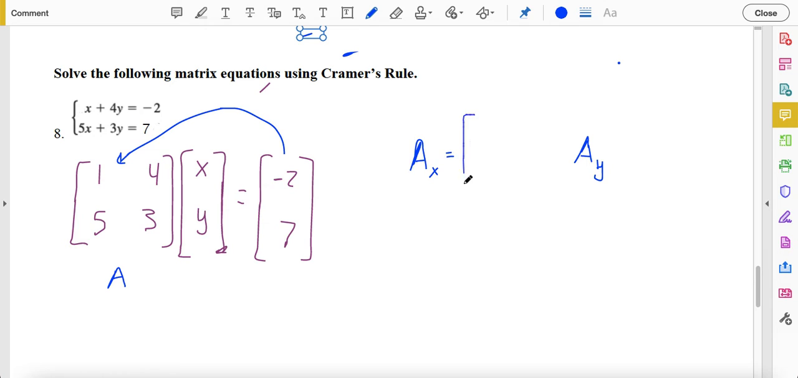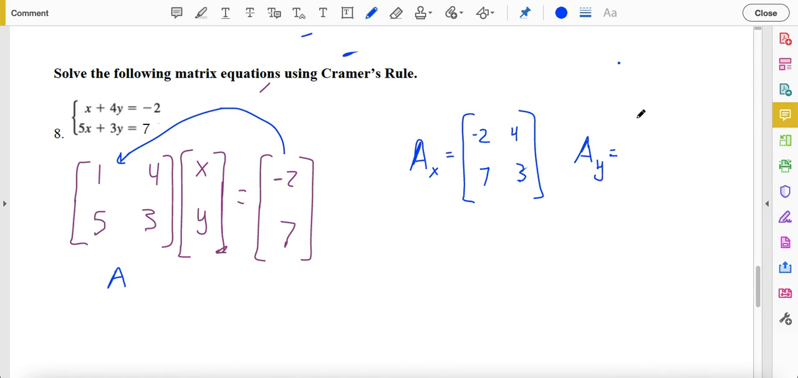So matrix AX is, so the 1 gets replaced by -2 and the 5 gets replaced by 7. So it's -2, 7 instead of the 1 and 5. And the 4 and 3 stay unchanged because we didn't replace the y's. This is the AX matrix, we're replacing the x column.